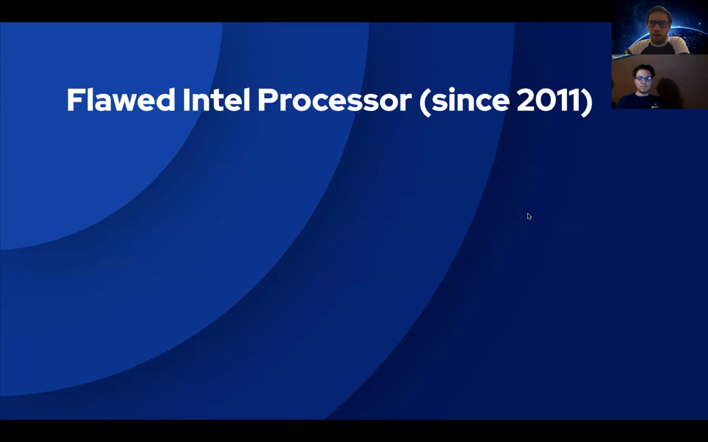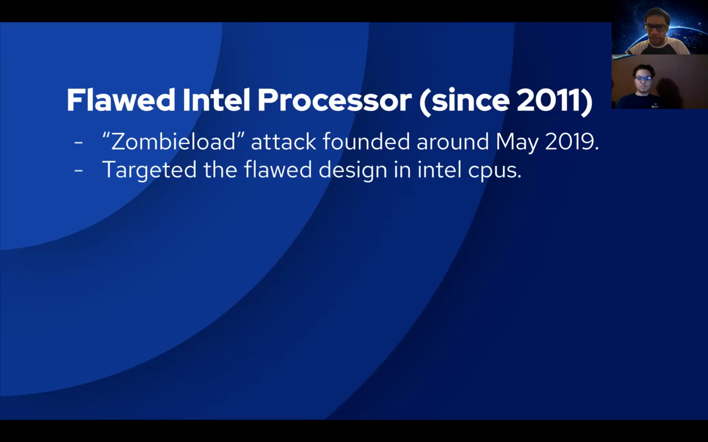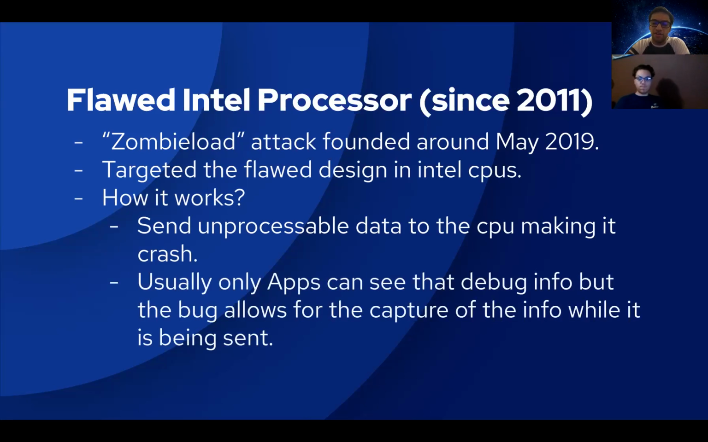There's this flaw in the Intel processor that came out around May 2019, and it affects all Intel processors since 2011. This is known as the zombie load attack. How it works is it targets a flawed design in Intel CPUs. It sends unprocessable data to the CPU, purposely making it crash. So when a CPU crashes, it sends data to that application to further process.